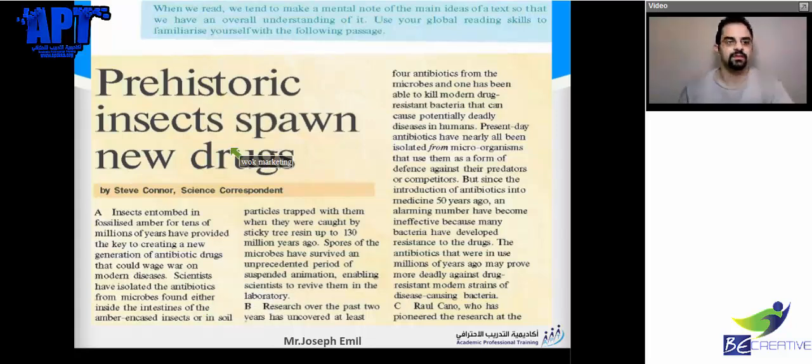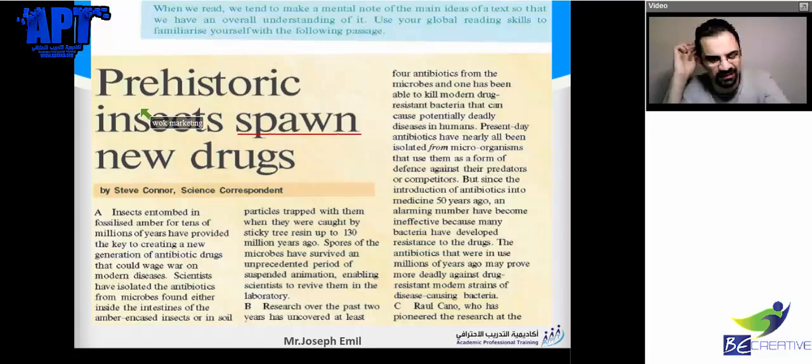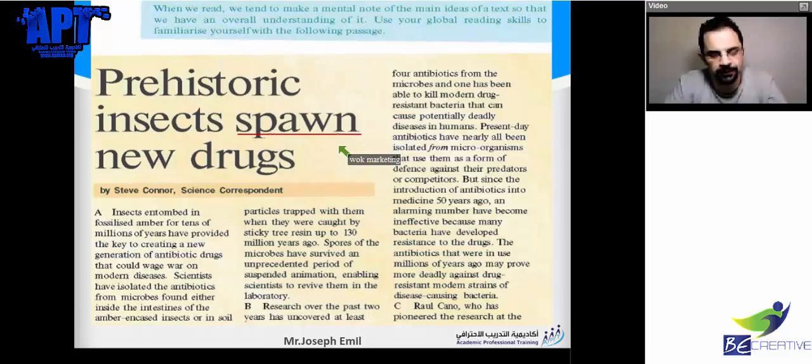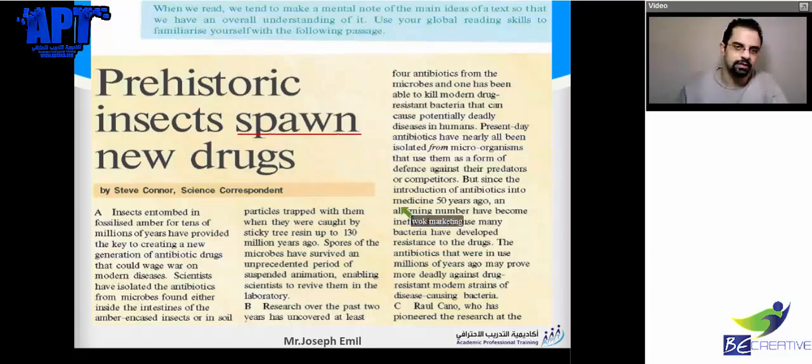First, prehistoric insects spawn new drugs. By the way, spawn is when an insect reproduces. So an insect spawns little small insects. By the way, insects are the fastest in reproduction, which is why spawning might be not a very common word. But now we understood what spawn means. It's when insects reproduce. All right.